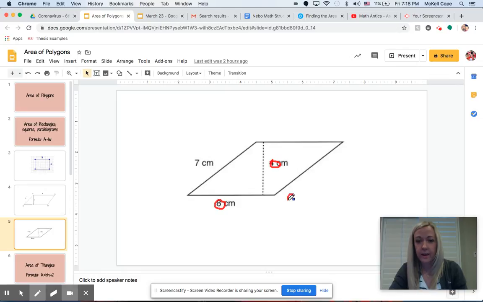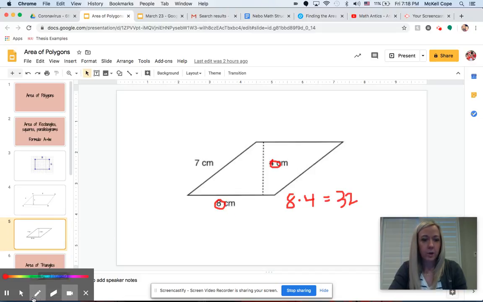So we have 8, we're going to see how good my math skills are here, times 4, because that is my length and my width, or my base and my height, and that gives me a grand total of 32. So if you got 32, good job. All right, let's move on.